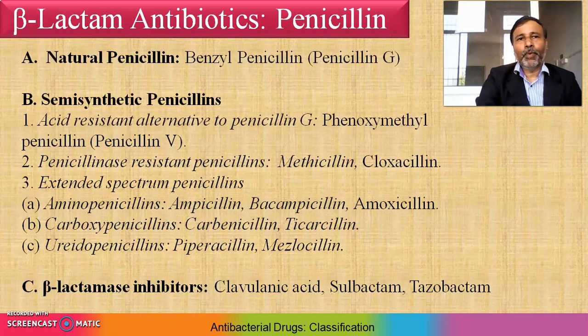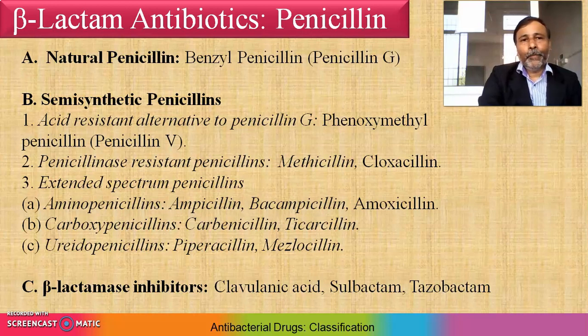Now let's talk about beta-lactam antibiotics. Here first of all we will discuss penicillin. First, category A, that is natural penicillin, benzyl penicillin, which is obtained from a natural source, so it is called natural penicillin. B, semi-synthetic penicillin. It means natural plus synthetic, so it is called semi-synthetic. Again, it is categorized into three categories. First, acid resistant alternative to penicillin G. Example, phenoxymethyl penicillin. So penicillin V is the substitute, the alternative arrangement for penicillin G.